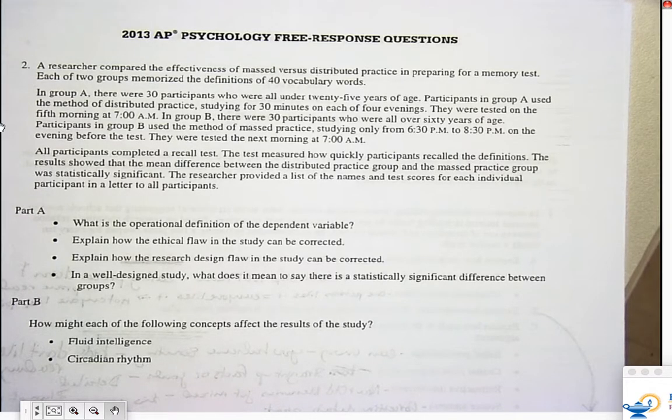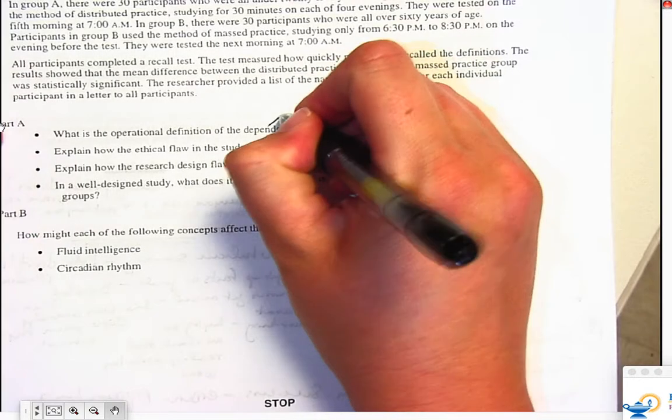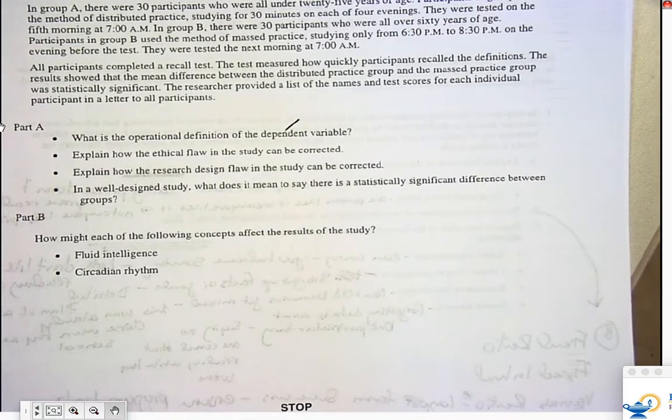All right, part A. What is the operational definition of the dependent variable? First of all, let's label. What is the dependent variable? Okay, so who can summarize what a dependent variable is? Madison. It's like after you change the independent variable, it's what happens once it's changed. Okay, so what is the dependent variable in this situation? Yes.